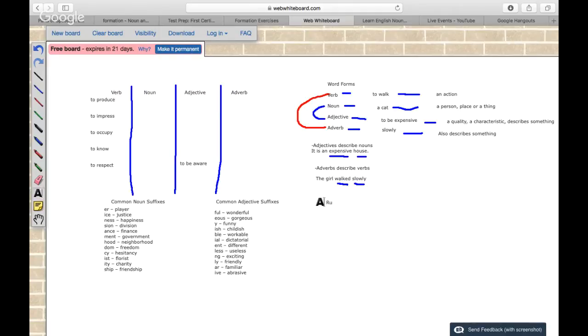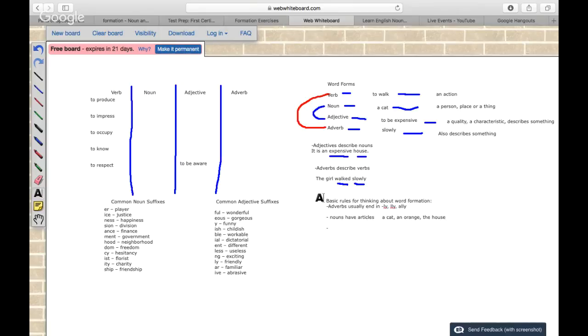Okay, let's actually look at some basic rules for thinking about word formation. So one, adverbs usually, not always, but usually end in ly, or maybe lly, or maybe ally. Okay, another important thing is that nouns have articles. So we can say a cat or an orange or the house.